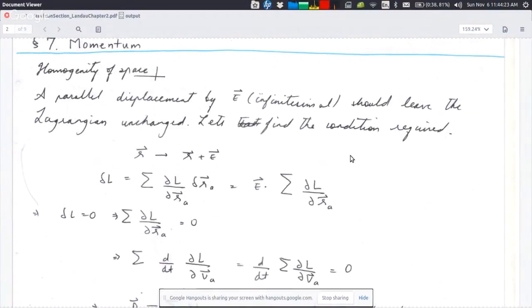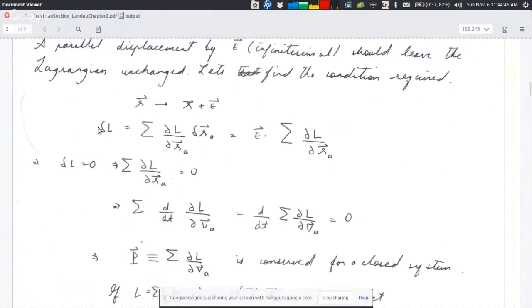So, homogeneity of space. Just like we did for homogeneity of time, where we said if we send t to t plus delta t, the Lagrangian should not change, which is the same as saying del L by del t should be 0. Here, since it's a vector, we have to be a little more careful. So we say r goes to r plus epsilon, and the change in the Lagrangian should be 0.